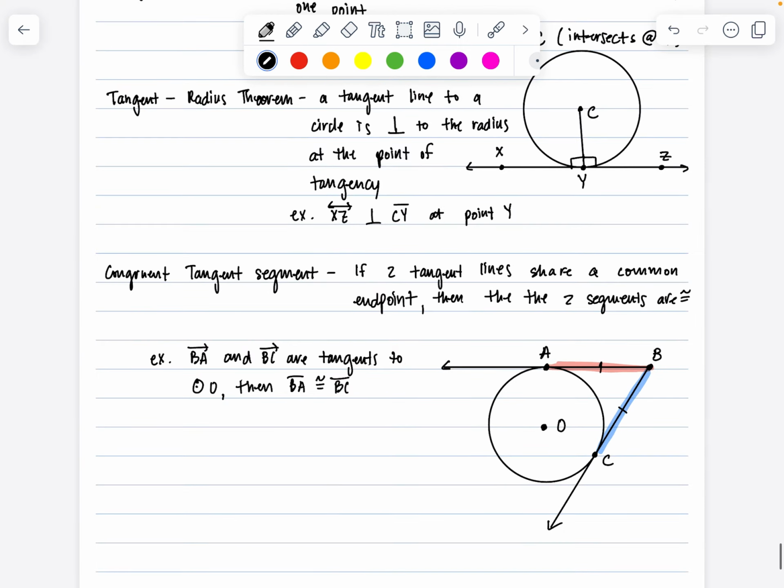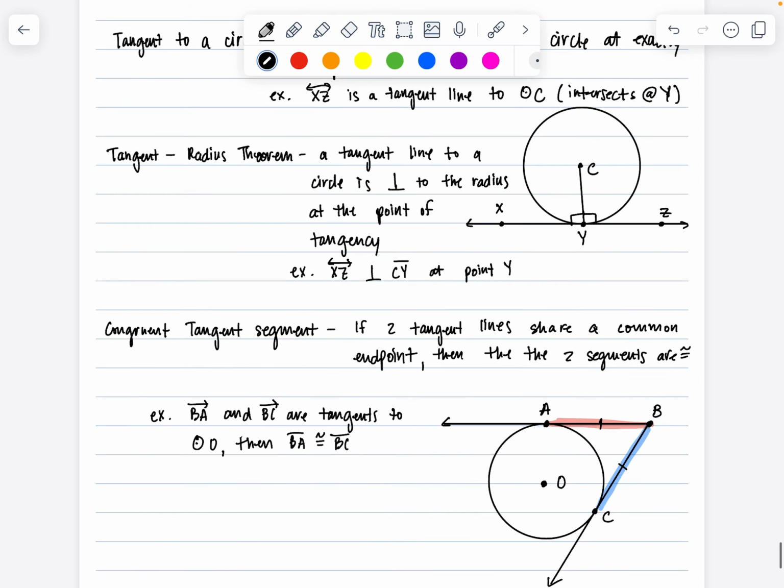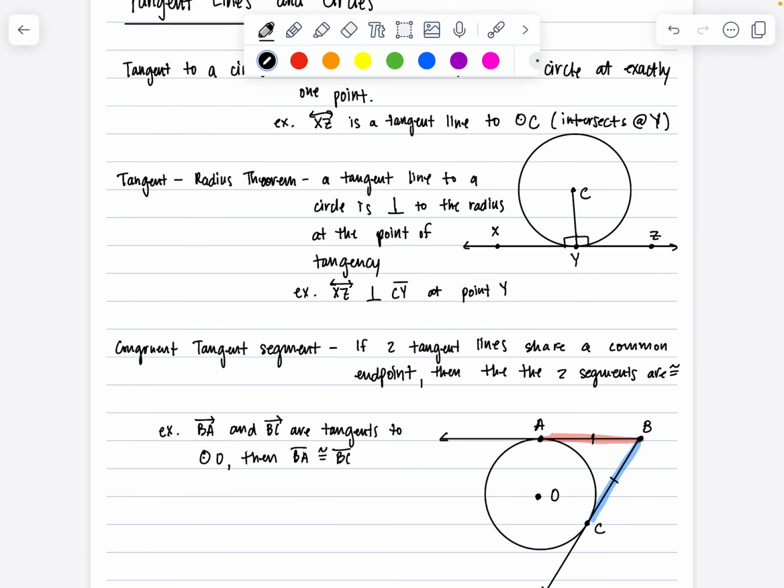Okay, so those are the core parts to tangent lines, at least for now. We're going to be working with tangent lines a lot for the next few sections, and even secant lines, but we'll worry about that later. The most important thing about a tangent line is that it intersects a circle only at one point.